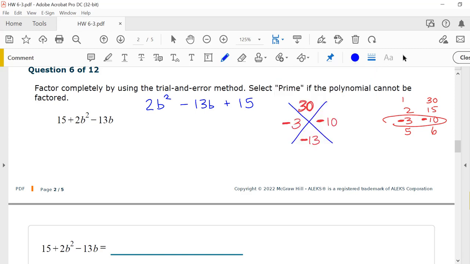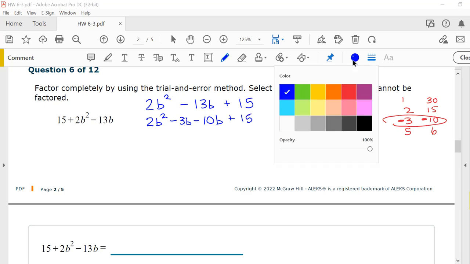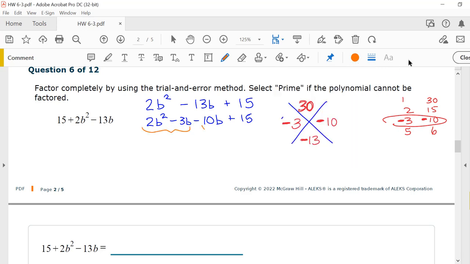I'm going to rewrite my trinomial, 2b squared. Instead of writing -13b, I'm going to write -3b minus 10b. And then I still have plus 15. Okay, grouping. Group the first 2, group the last 2. I'm going to factor out a b, and I'm left with 2b minus 3. Then I'm going to pull out a -5. Now this is important. I'm going to pull out a -5. I would be left with 2b minus 3.